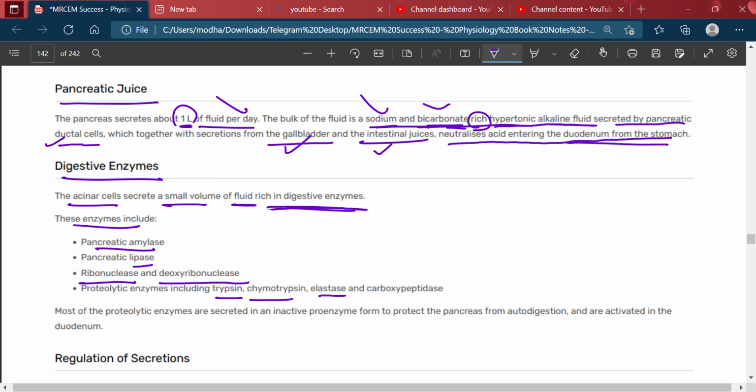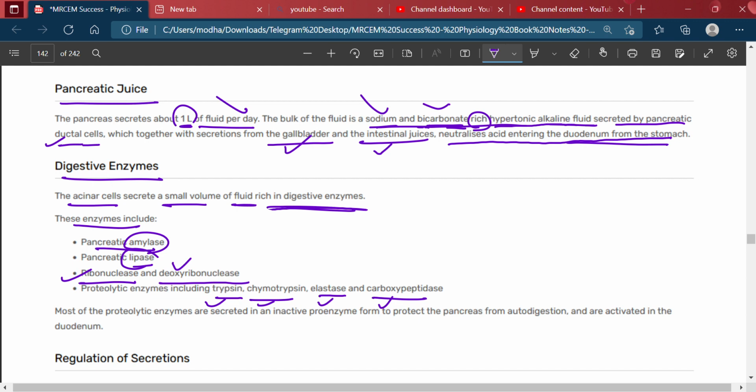elastase, and the carboxypeptidase. Proteolytic enzymes include trypsin, chymotrypsin, elastase, and the carboxypeptidase. And there are the amylase, lipase, ribonuclease, and the deoxyribonuclease.